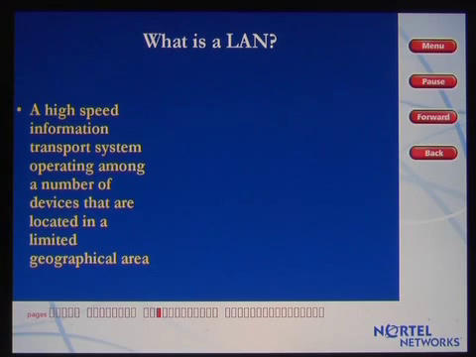Information is usually transmitted between devices in the office via a local area network, or LAN. A LAN is a high-speed information transport system operating among a number of devices that are located in a limited geographical area, providing shared use of resources. This could mean a single department office, a large building, or a multi-building site or campus. Because most information exchange takes place in the local environment, it tends to be fast and of short duration, often called bursts of data.